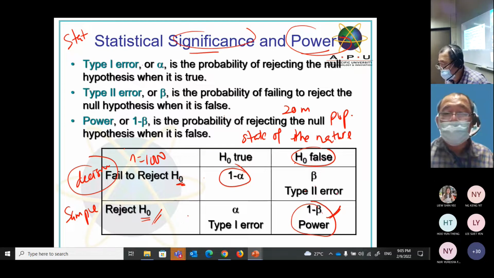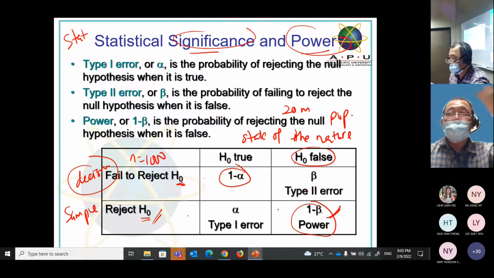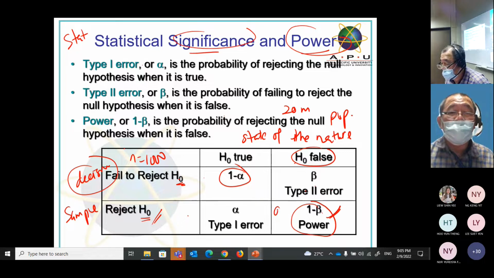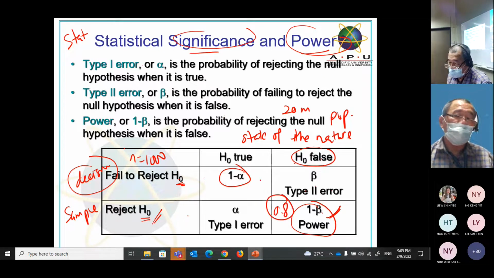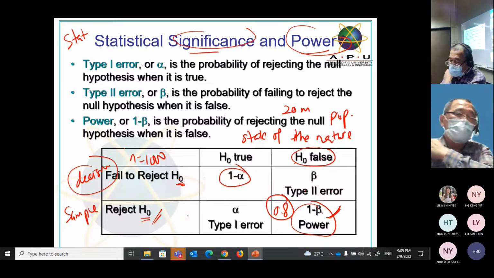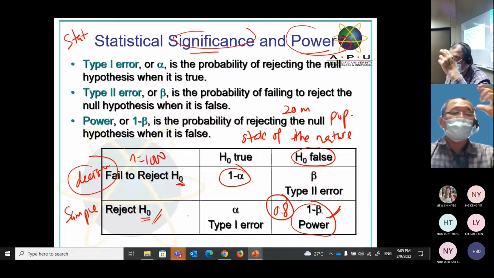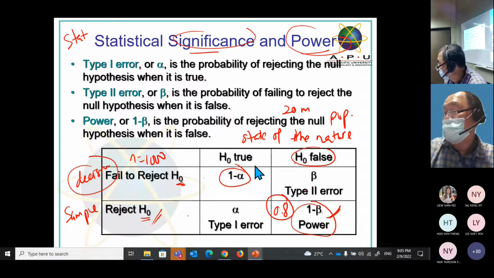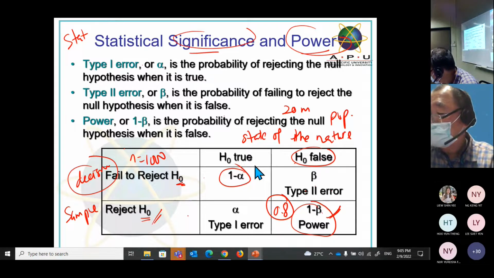Later we will see the optimum point should be 0.8. 0.8 means it's good. Cannot be too high. So 0.8 is considered the best. Any question so far?